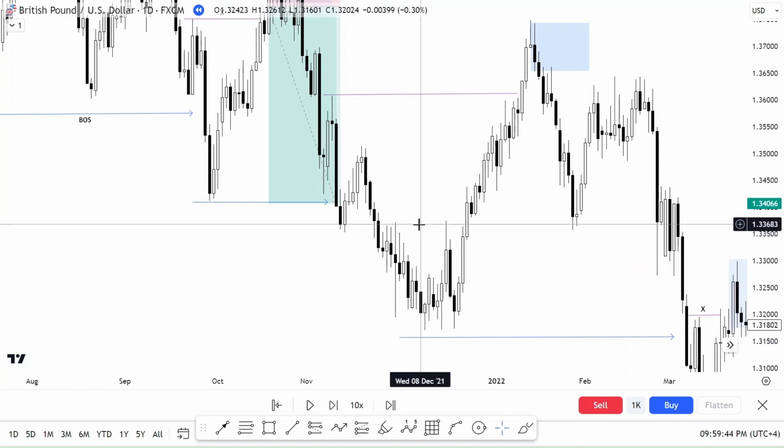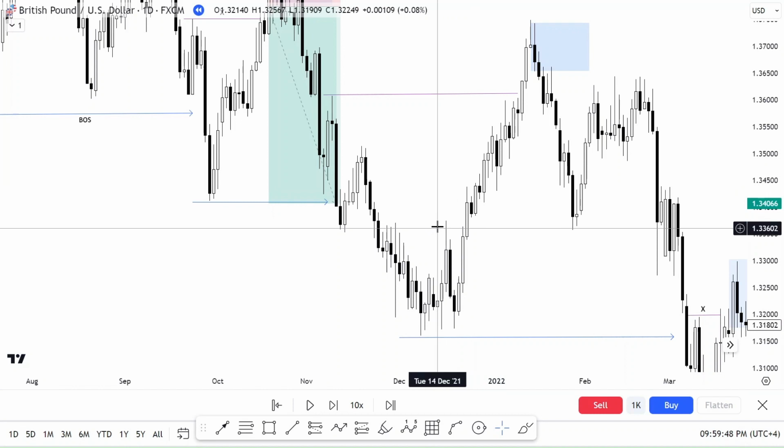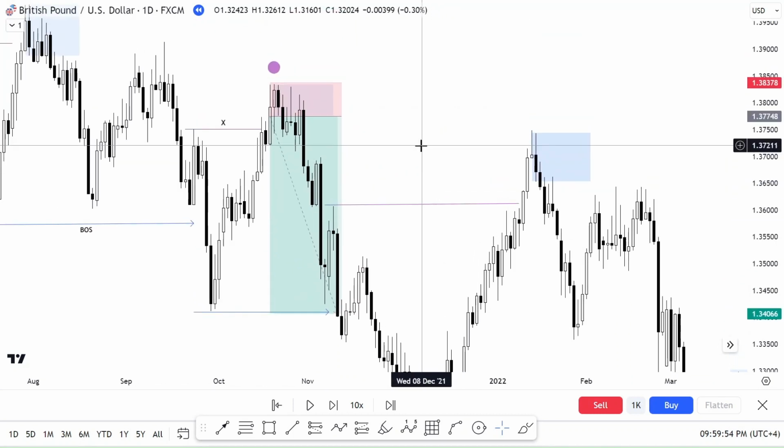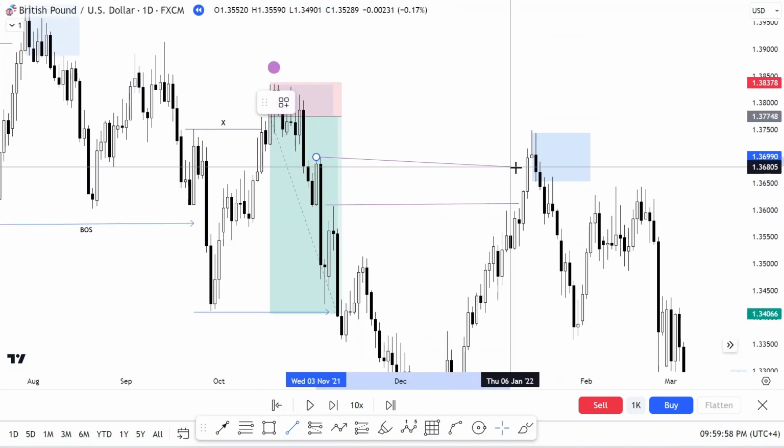So where is our inducement? This is the first inducement. The market didn't create any single candle order block, and this is another inducement. The market didn't create any single candle order block. This is the third inducement level.